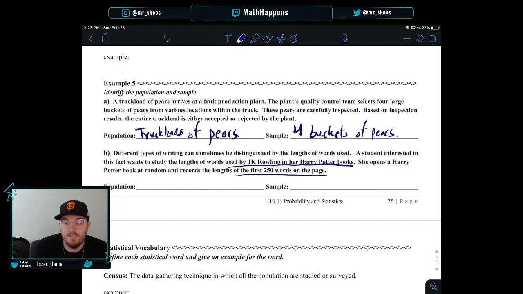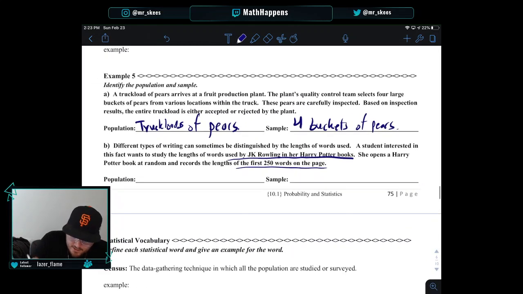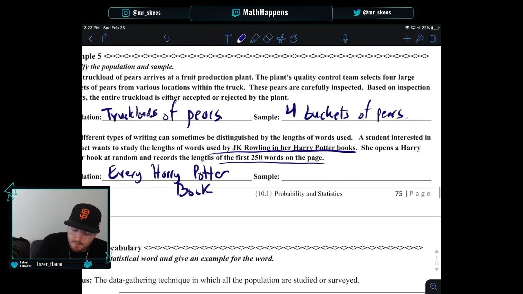So first of all, that's a terrible study, right? You should have looked at every book. But based on what we said here, a student wants to look at every Harry Potter book, but only ends up sampling 250 words.